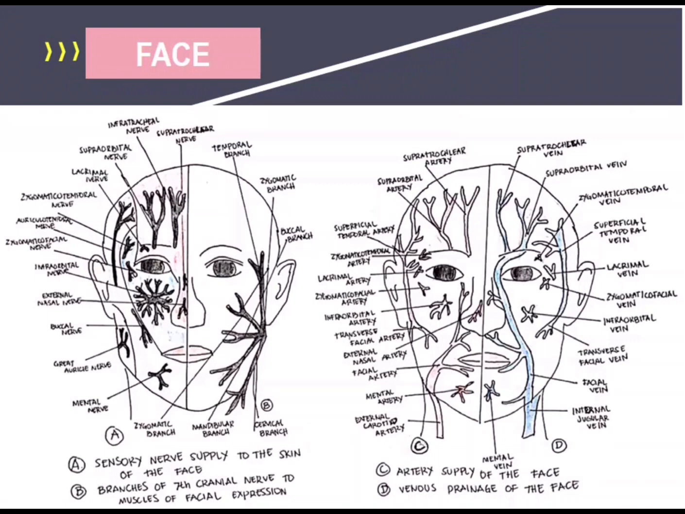For letter C, second right side of the face are the arterial supply of the face: supratrochlear, supraorbital, superficial temporal, zygomaticotemporal, lacrimal, zygomaticofacial, infraorbital, transverse facial, external nasal, facial, mental, and external carotid artery.